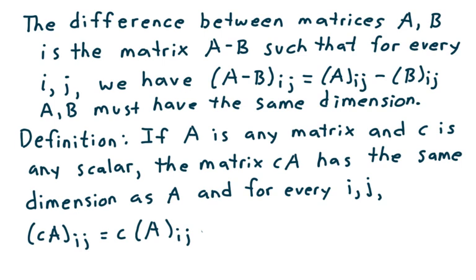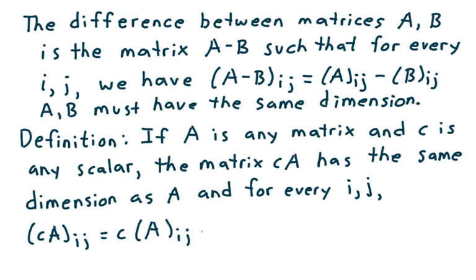The difference between matrices A and B is the matrix A minus B, such that for every i and j, the entry in the ith row, jth column of A minus B is equal to the entry in the ith row, jth column of A minus the entry in the ith row, jth column of B. Now, please note that A and B must have the same dimension, otherwise we can't look at the difference between A and B. So in other words, we can't subtract those matrices. Just like when we add matrices, they have to have the same dimension. When we subtract matrices, they have to have the same dimension.